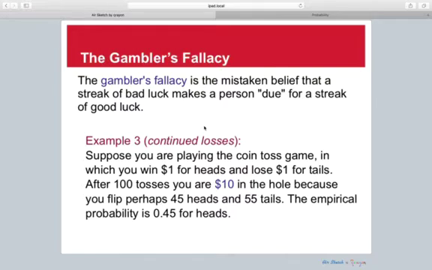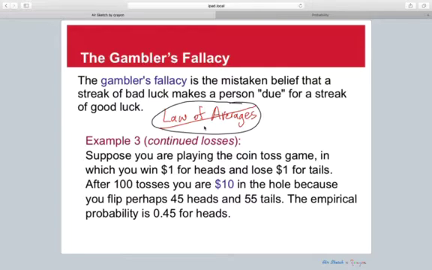Casinos love to take advantage of this fallacy. Sportscasters also often get this wrong, and they'll refer to it as the law of averages. In the sports world, like in baseball, you might hear an announcer talk about somebody who's had a bad streak of hitting and say they're due for a hit by the law of averages. There is no such thing as the law of averages. That's not a thing. There is a law of large numbers.